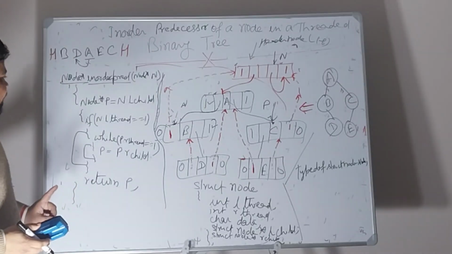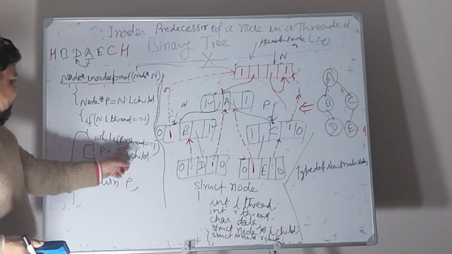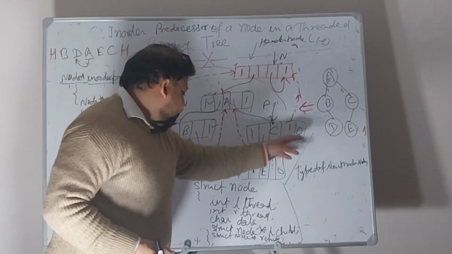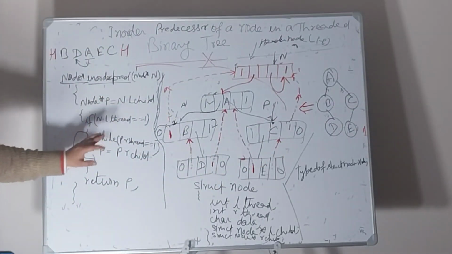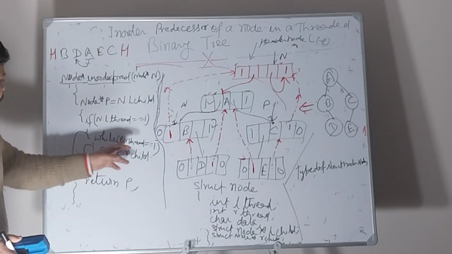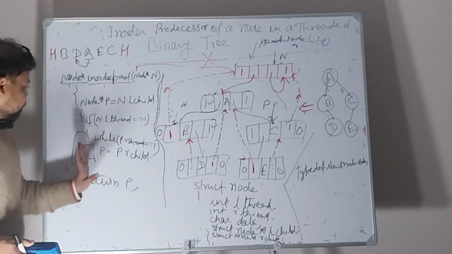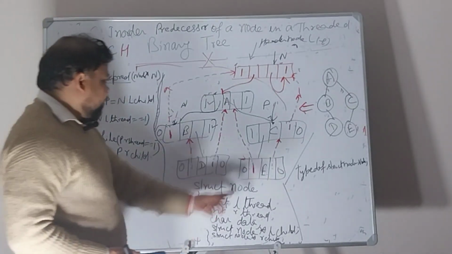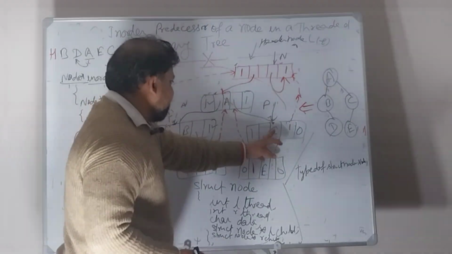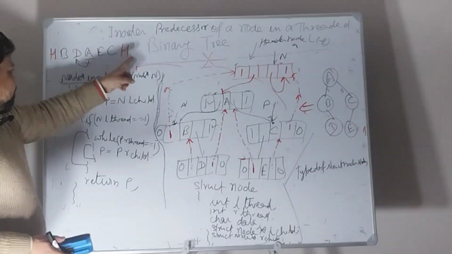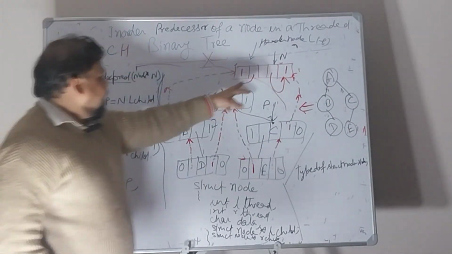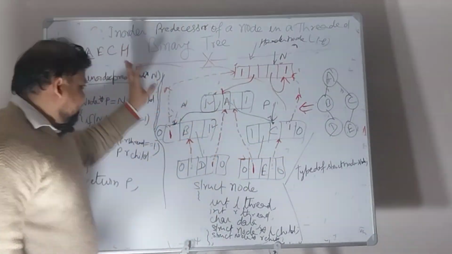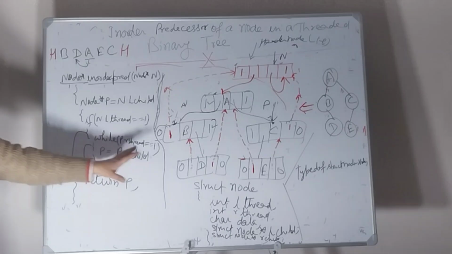Let's see. Once again it will check whether p r thread is equal to 1. P r thread, no, it is not 1. It is 0. So this entire if and while body will terminate, and it will return p. So what exactly is p returning? c. So the predecessor of h is c. Here for node n, the predecessor is c. So it is satisfying the sequence.